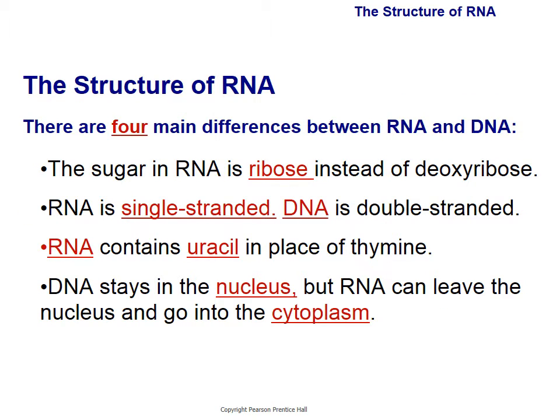So we've already discussed RNA structure, but there are 4 differences that you should already know. One is that the sugar in RNA is ribose instead of deoxyribose, which is why it's RNA and not DNA. RNA is usually single-stranded, while DNA is usually double-stranded. RNA has uracil instead of thymine as one of the nitrogen bases. And DNA will always stay inside the nucleus, while the RNA can actually leave the nucleus and move to the cytoplasm during translation.